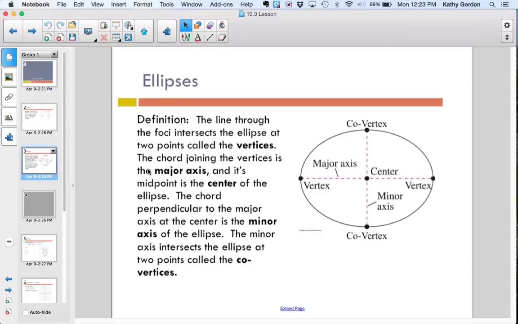The midpoint of that major axis, because the major axis is considered to just be from vertex to vertex. So the midpoint of that is where we would have our center. And then if we take another chord through the center, perpendicular to the major axis, we get what's called the minor axis. And where the minor axis intersects with the ellipse, we get points that are called co-vertices.